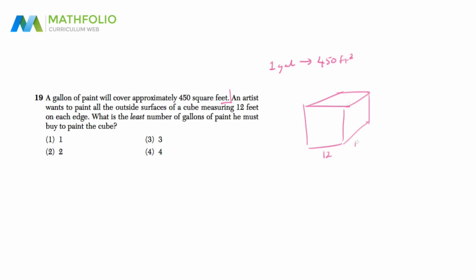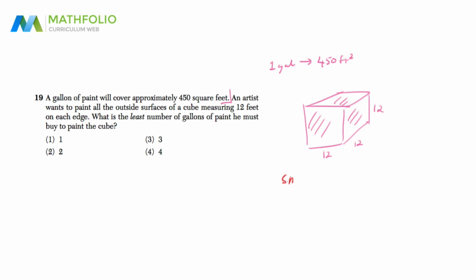So 12, 12, 12, they want to paint this. Now, they talk about painting the outside of this. So we're not filling this up. This is not a volume question. This is a surface area question. So each side of the shape has an area of 12 by 12.